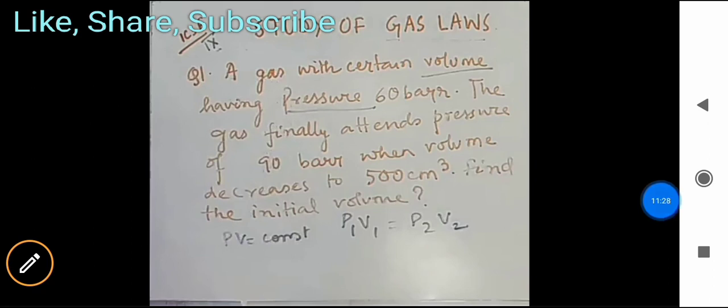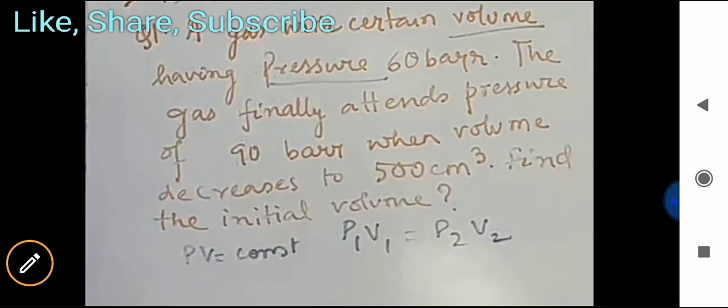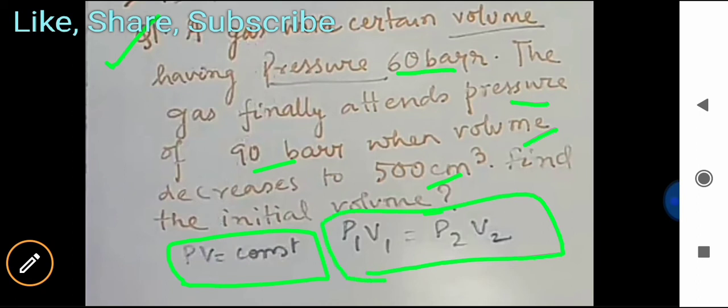Now here is a question for you to solve. A gas with a certain volume has a pressure of 60 bars. The gas finally attains a pressure of 90 bars when the volume decreases to 500 centimeter cube. Find the initial volume. The initial pressure is given, and the final pressure and volume are given, but you have to find the initial volume, where PV is constant. This is the hint for you: according to the equation P1 V1 is equal to P2 V2, P1 is given, P2 is given, V2 is given, and you have to calculate V1.